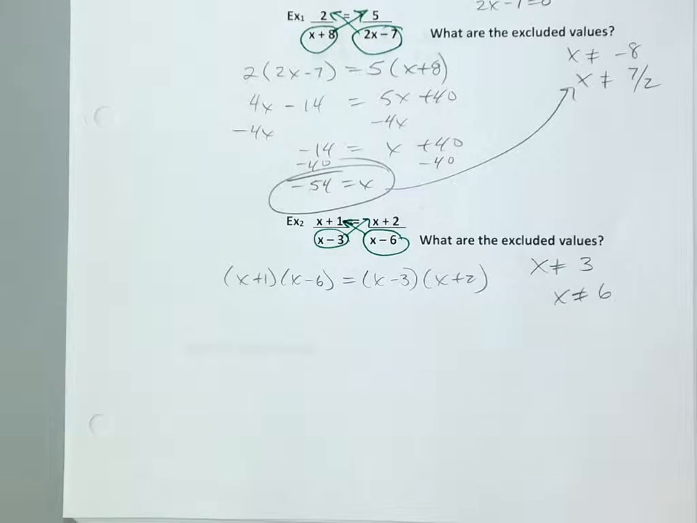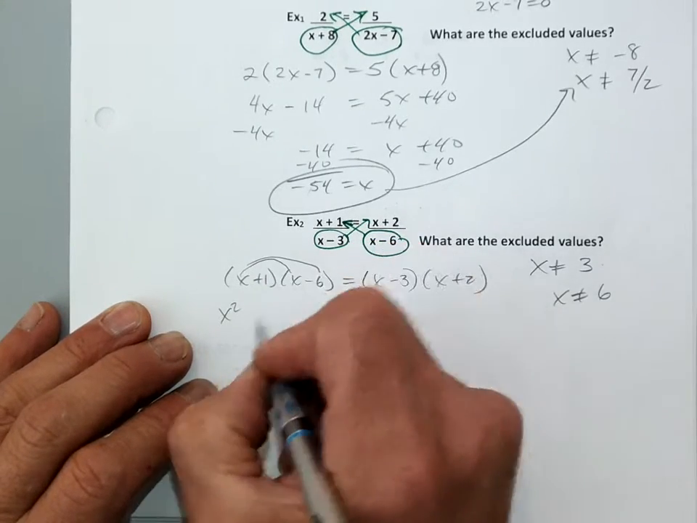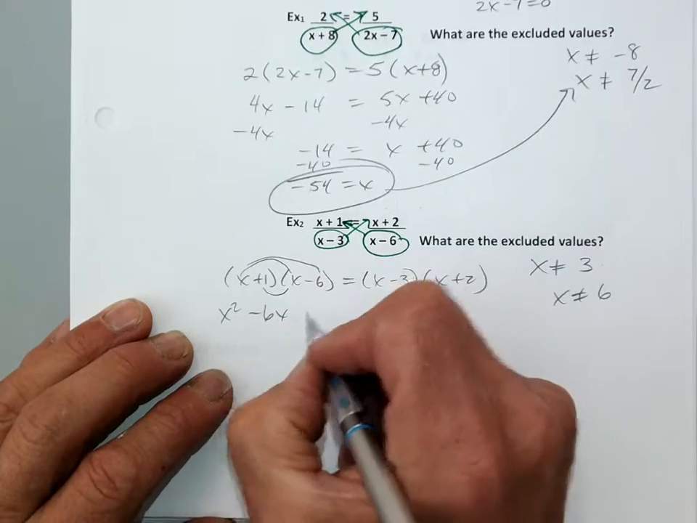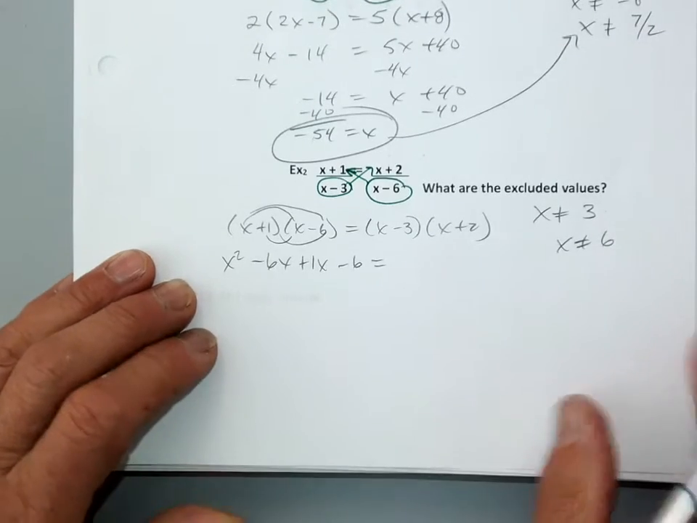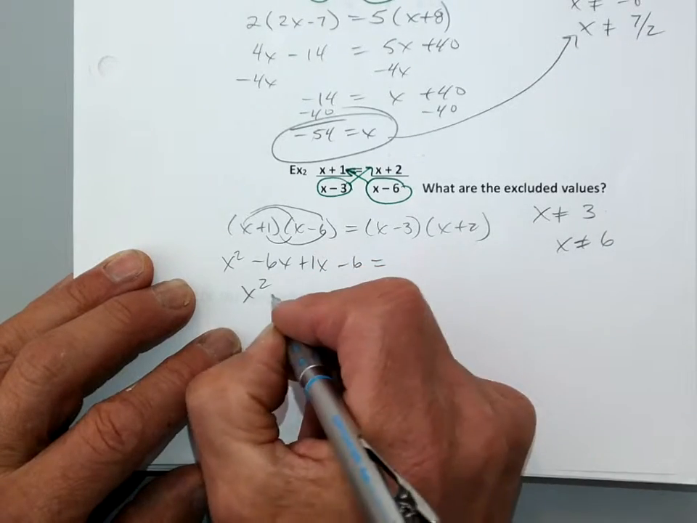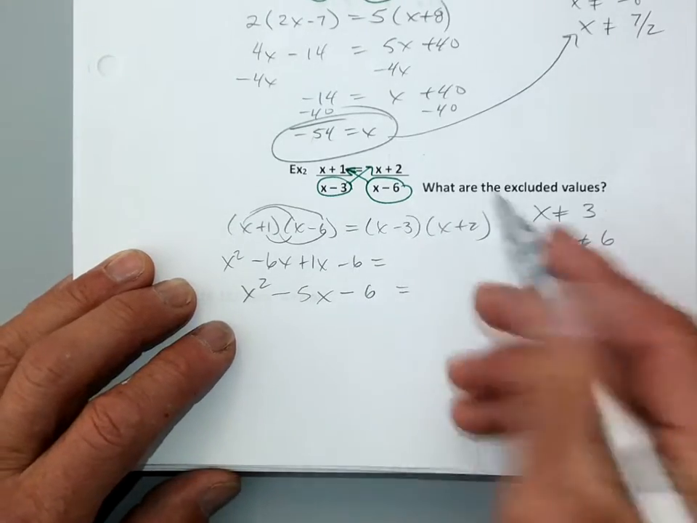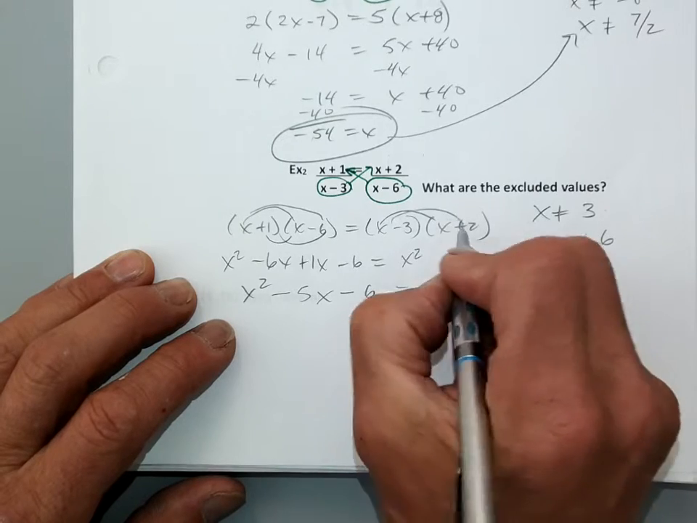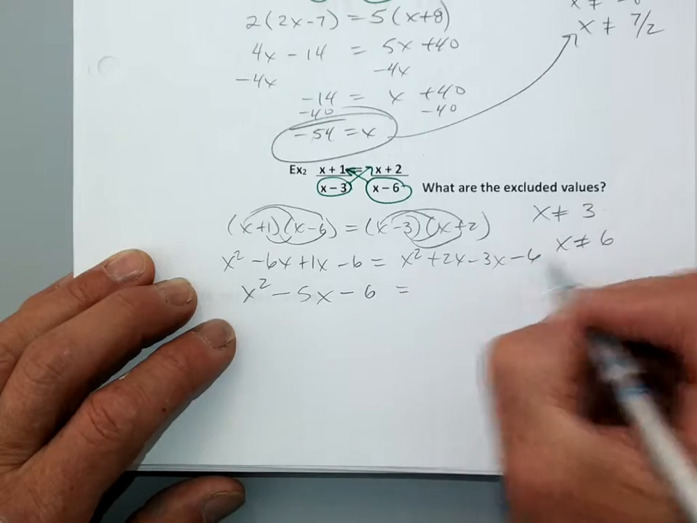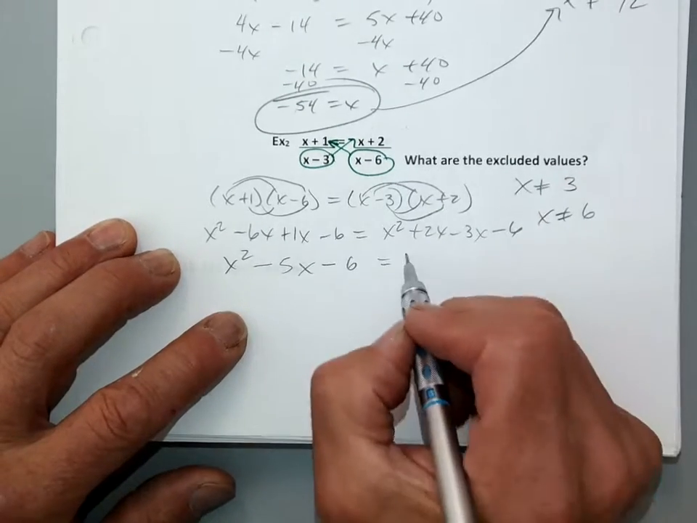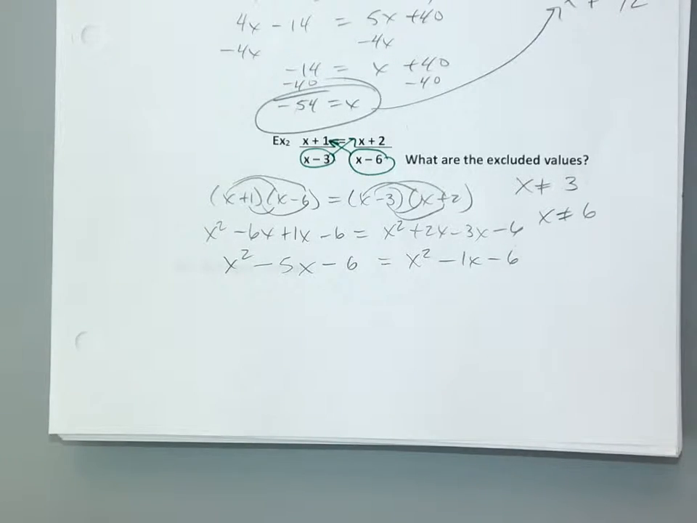So now, let's go ahead and multiply with FOIL. I'll get x squared minus 6x plus 1x minus 6. That'll be x squared minus 5x minus 6 equals, and we'll FOIL on the other side. I'll get x squared plus 2x minus 3x minus 6, and that'll simplify into x squared minus 1x minus 6. Thumbs up. Am I going too fast?